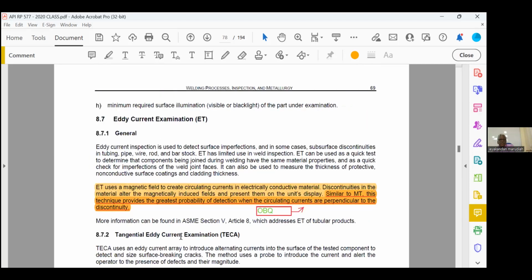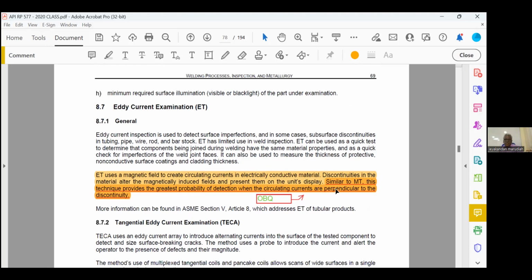PT, nothing important. Then coming to eddy current, page number 69. See, eddy current is a very large subject, but only one thing you should know. In MPI, what should be the defect orientation with respect to the flux? Parallel or perpendicular? Perpendicular. Here too, the eddy current should be perpendicular to the defect. So highlight this one. This is open book.